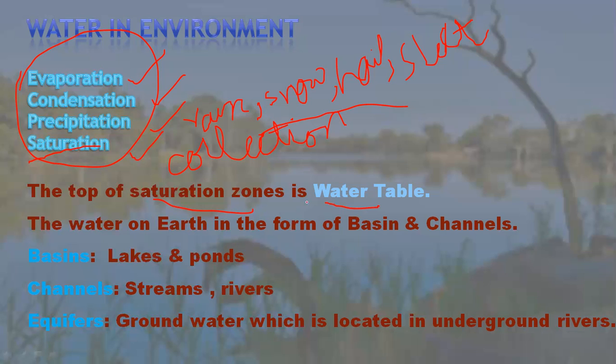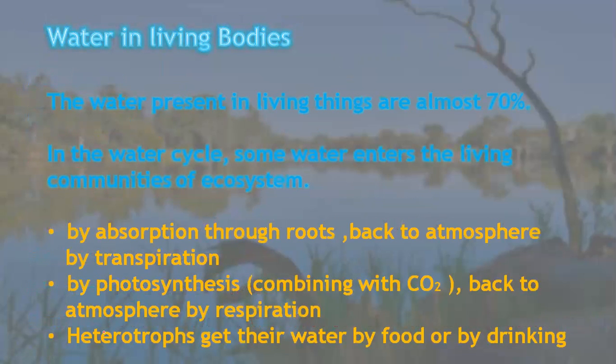So the water on the earth, except the water table, is found in the form of basins and channels. In the form of basins, it is present in lakes and ponds. These are the reservoirs, the collections of water at one place. The channels which arise from the ponds and lakes are streams, rivers, canals, and small water courses. These are the channels, the runoff of water from the basins. There are some other reservoirs under the ground where the water table runs in the form of rivers. Those are called underground rivers, or aquifers. So these are all types of water sources in the environment.